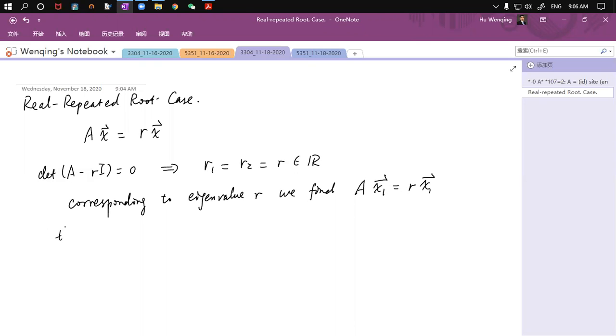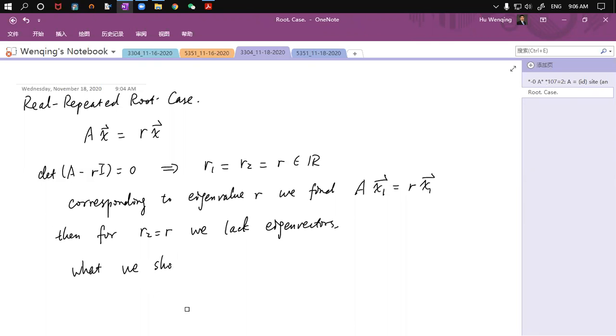But then for r2 equal to r, we lack eigenvectors. Why do we lack an eigenvector? Because the second eigenvalue is the same as the first one, so you arrive at the same eigenvector and you lack a new one. So we need to produce a new eigenvector. So what should we do?